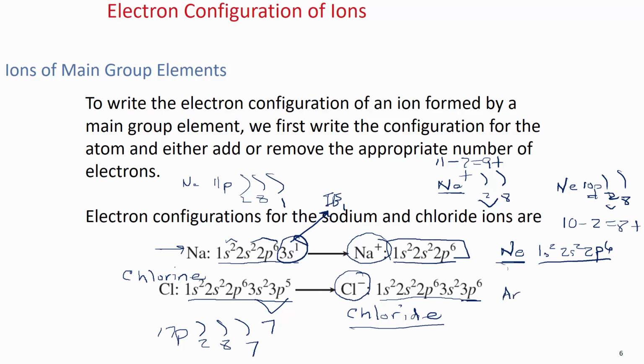So if we look at this electron configuration for chlorine, what we would find is that it has the same electron configuration as argon: 1s2, 2s2, 2p6, 3s2, 3p6. So instead of saying it has the same electron configuration as argon, we just say chlorine is isoelectronic with argon.